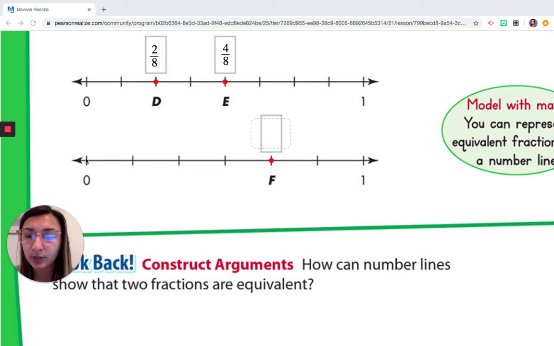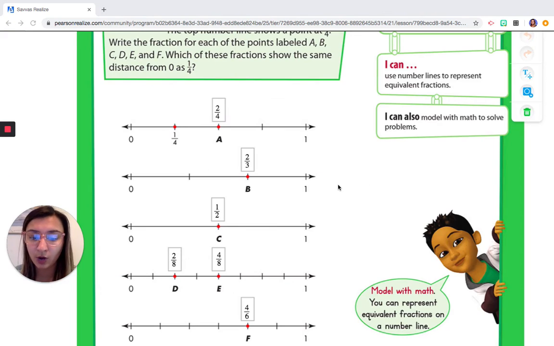So again, I'm going to count my equal parts. 1, 2, 3, 4, 5, 6. So our denominator is going to be 6, and let's count how many we're in. 1, 2, 3, 4. So this here is going to say 4/6. Okay, so now we can see the entire number line, and now we're ready to answer what the question was.